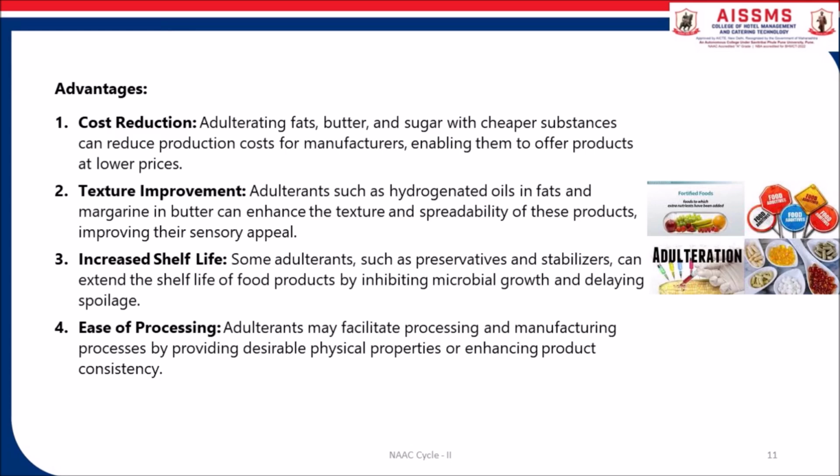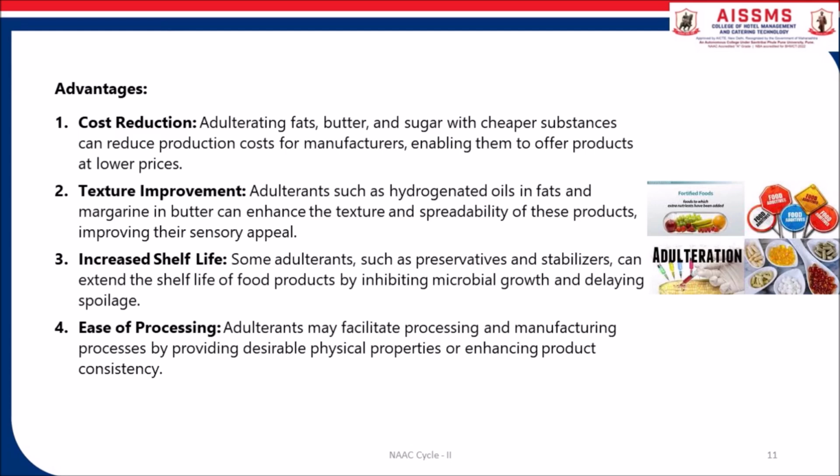First, cost reduction. Adulterating fats, butter and sugar with cheaper substances can reduce production cost for manufacturers, enabling them to offer products at lower prices. Number 2, texture improvement. Adulterants such as hydrogenated oils in fat and margarine in butter can enhance the texture and spreadability of the product, improving their sensory appeal.